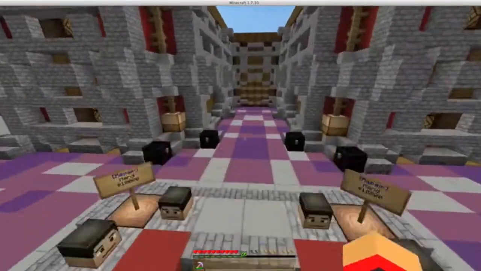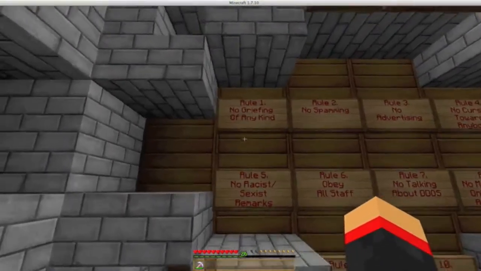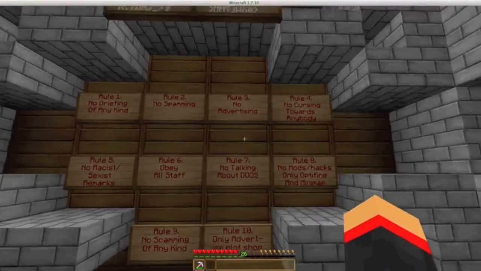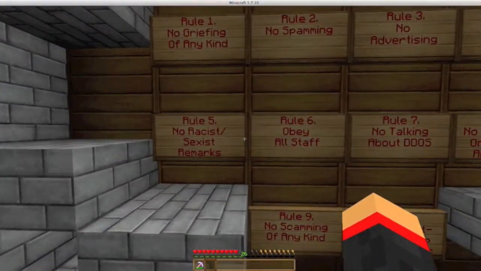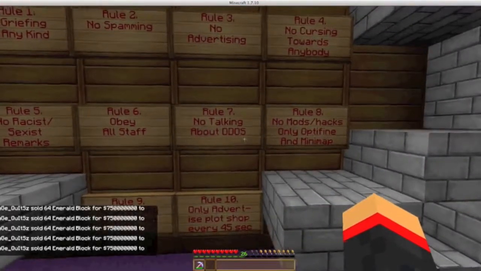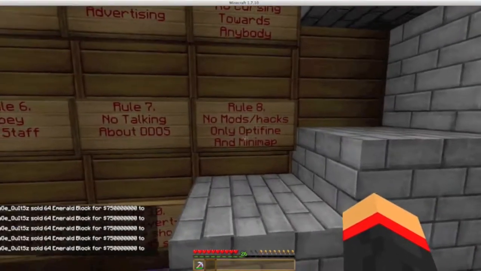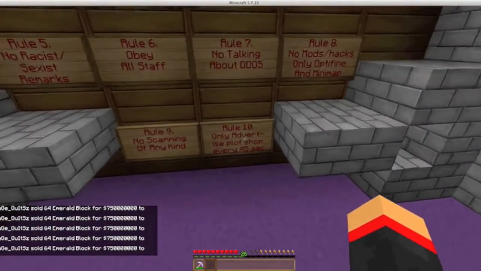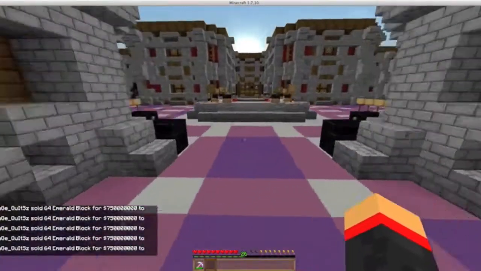And let me tell you the rules. Okay, no griefing of any kind, no spamming, no advertising, no cursing towards anybody, no racist, sexist remarks, obey all staff, no talking about DDoSing, no mods or hacks, only Optifine and minimap, no scamming of any kind, and last, only advertise pot shops every 45 seconds.